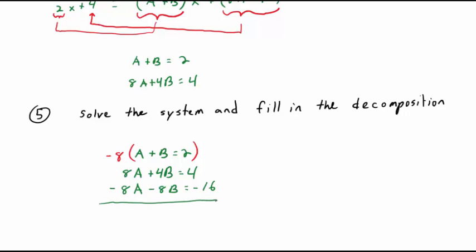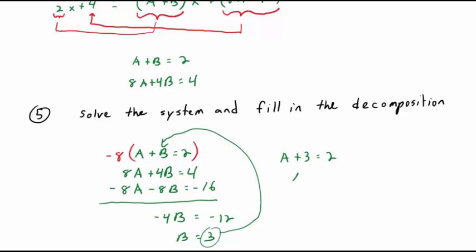Add them up. By the way, I'm not using matrices here. This is so quick, you might as well just do it by hand. And so what do I get? Negative 4b is equal to negative 12, or b equals 3. Well, if b equals 3 and you plug it back in up here, what does a have to equal? Negative 1. So plug it back in, a plus 3 is equal to 2, and a equals then negative 1.